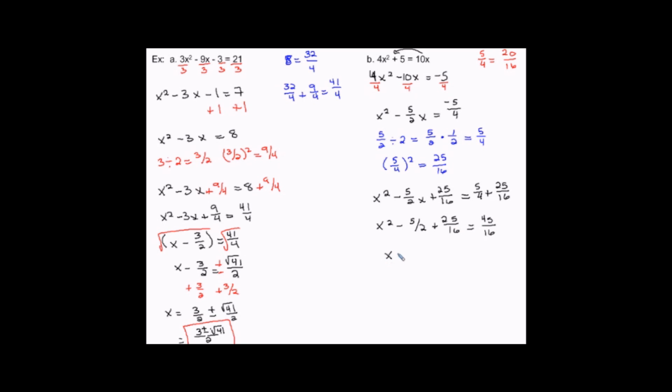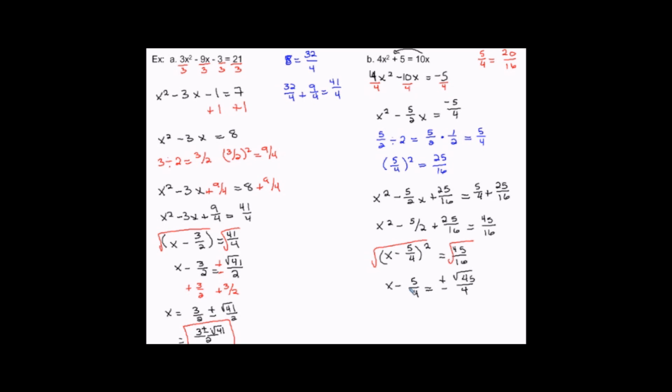So I have x minus 5/4 squared, because don't forget this is the number that goes here, is equal to 45/16. I'm going to take the square root of both, and I get x minus 5/4 is equal to plus or minus the square root of 45 over 4.